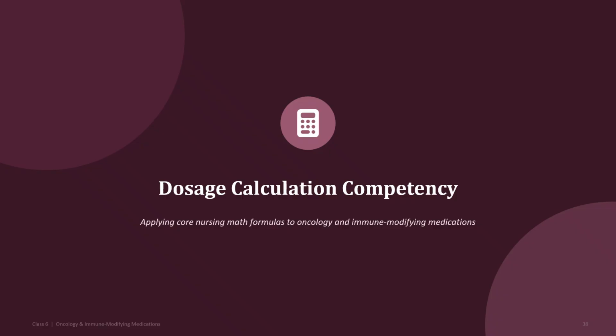So let's shift away from pharmacology altogether into math, into dosage calculation. Oncology dosing looks different from a lot of what you've calculated so far, because many chemotherapy medications are dosed based on body surface area rather than just body weight. So we will get into that in the next slide.